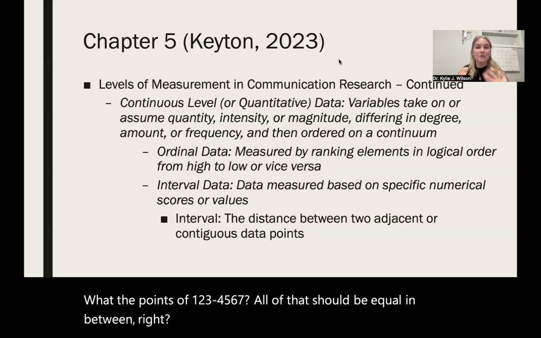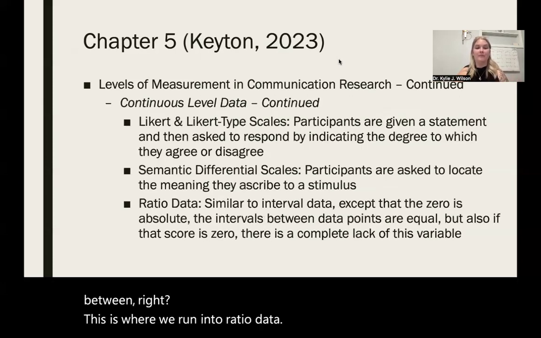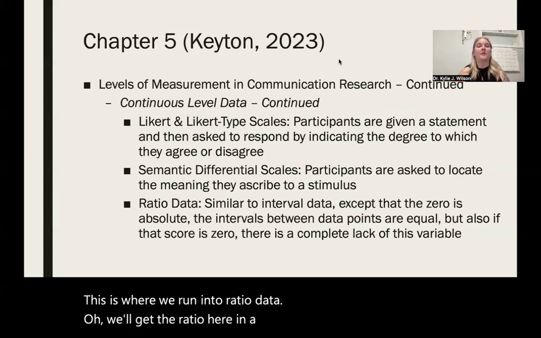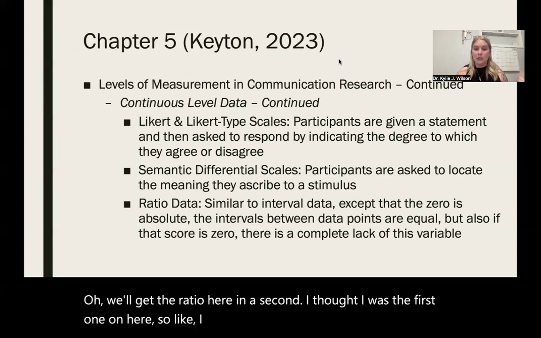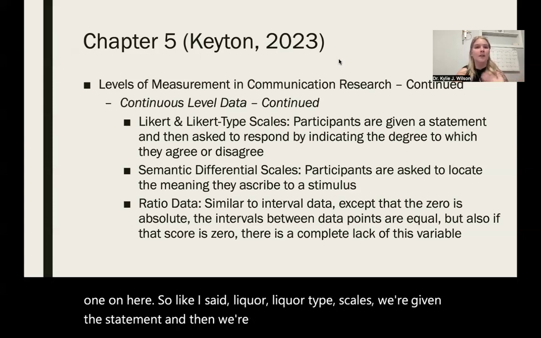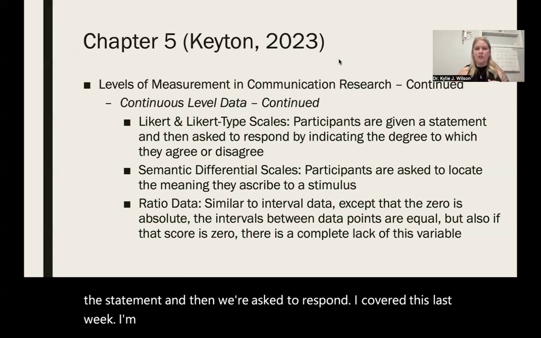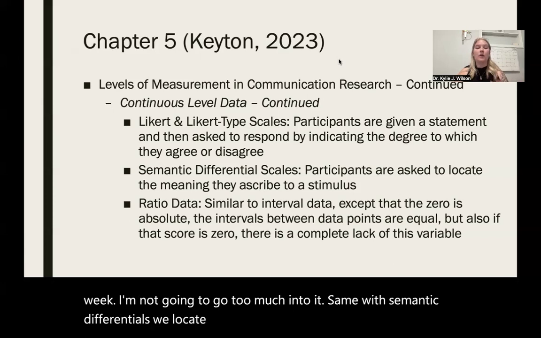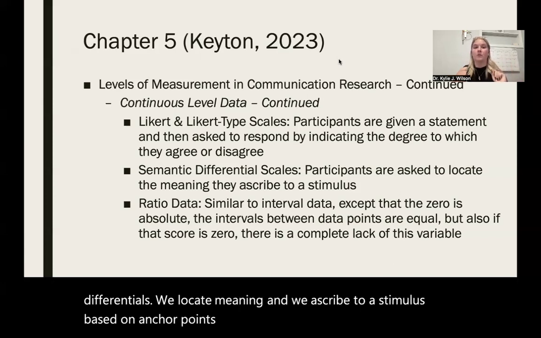This is where we run into ratio data. Oh, we'll get to ratio here in a second. I thought it was the first one on here. So like I said, Likert type scales. We're given the statement and then we are asked to respond. I covered this last week. I'm not going to go too much into it. Same with semantic differentials. We locate meaning and we ascribe to a stimulus based on anchor points of opposite words. So satisfied to not satisfied.